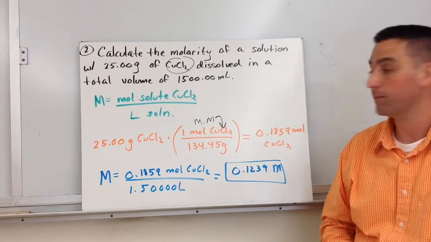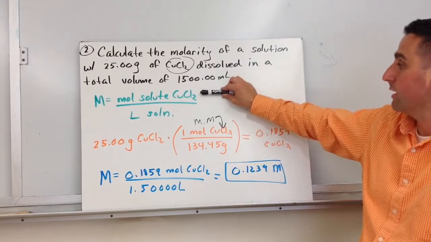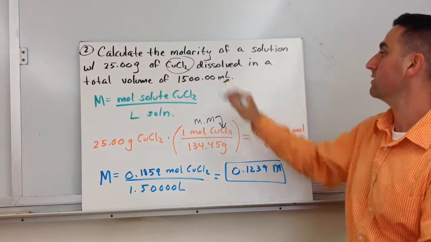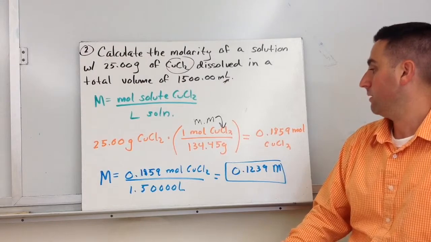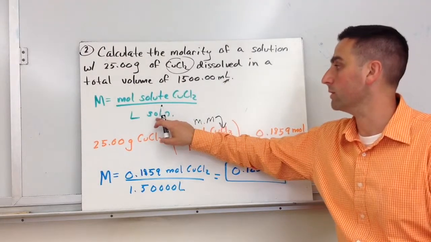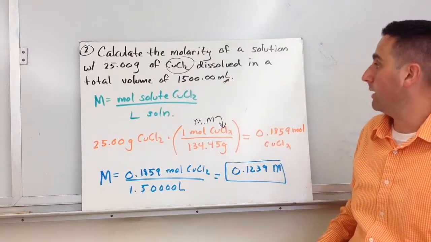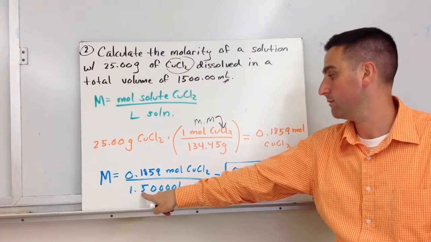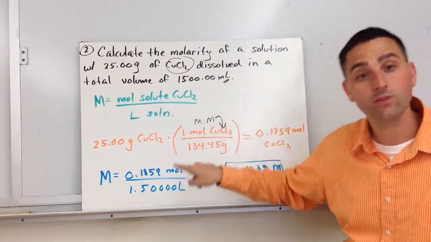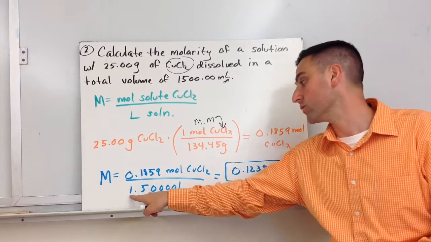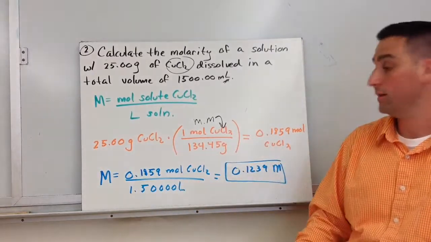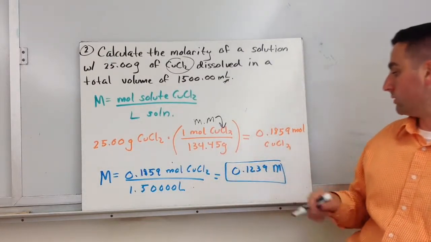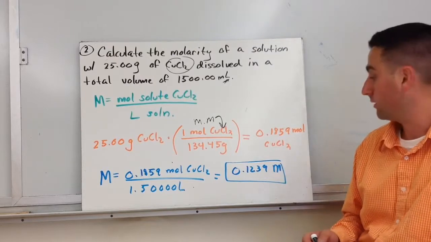Okay. So I have the top piece of the puzzle. The bottom piece of the puzzle here, I have to get this to liters, right? It's in milliliters. And molarity is defined by per liter, not milliliter. Okay? So I simply take that decimal and move it 3 spots to the left to get from milliliters to liters. And I have a total solution volume of 1.5 liters. So I take my moles of my solute, divided by my liters of solution, and I get 0.1239 molar.